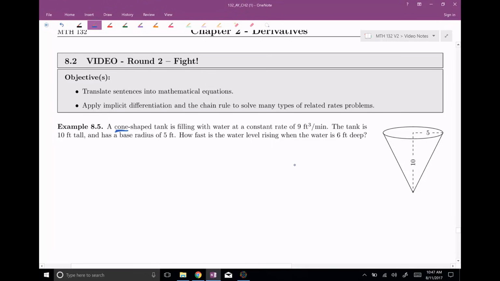Welcome back everyone to section number 8, right? This is related rates. In this video, we're just going over a few more problems to give us some more experience solving these related rate style questions.